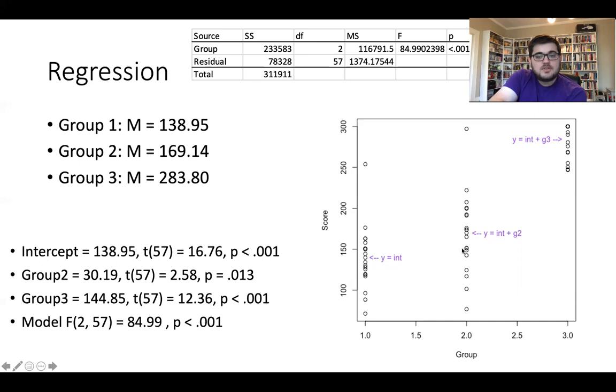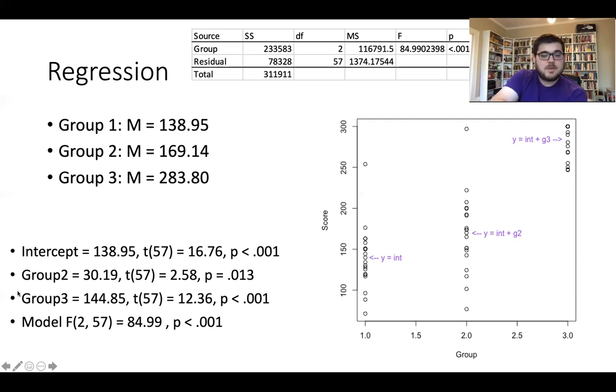If you want to make a prediction for group 2, then you have the intercept, and then you'd add group 2. This would get multiplied by 1 by the dummy code for group 2. And the dummy code for group 3 would be set to 0, because we're making a prediction for group 2, not for group 3.